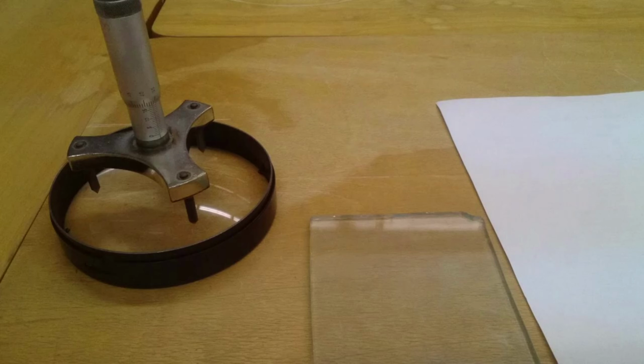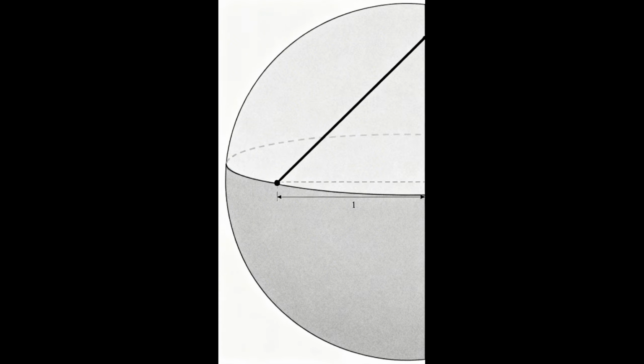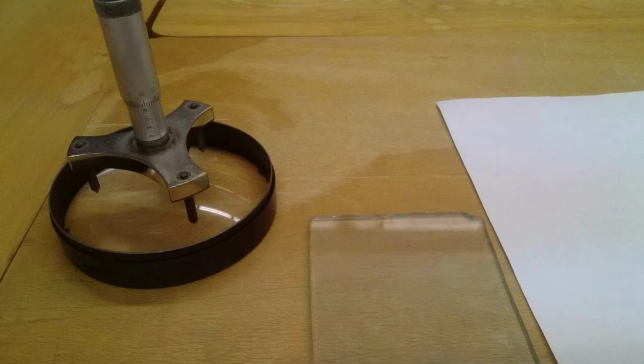Have you ever wondered how we can measure the radius of a curved surface without knowing its center? In this video, I'll show you how to calculate the radius of curvature using a simple instrument called a spherometer with surprising precision. We'll measure just a tiny height difference, and from that, determine the full radius of a sphere. Let's get started. We will need a spherometer, a convex spherical surface, a flat surface, and a sheet of paper.